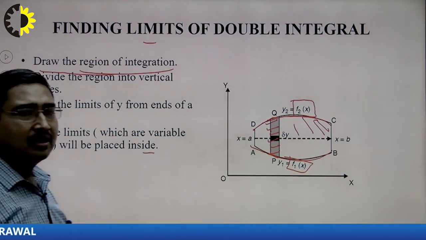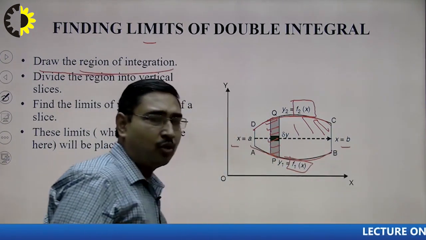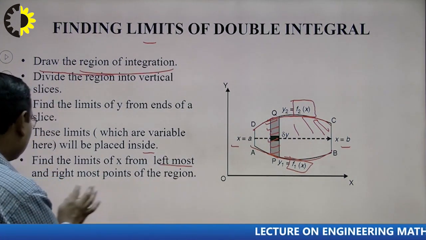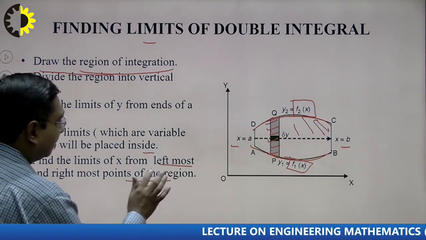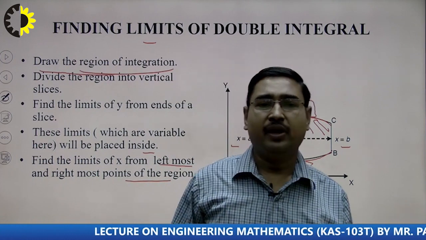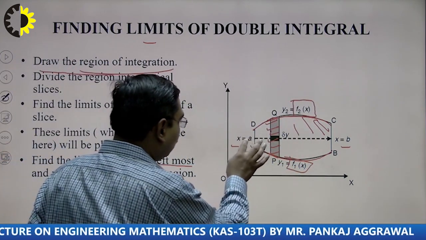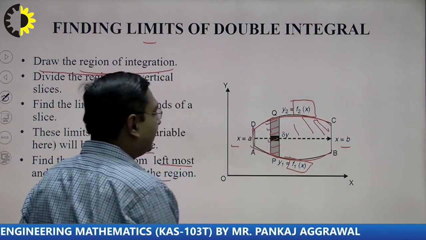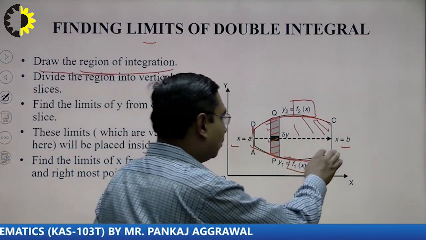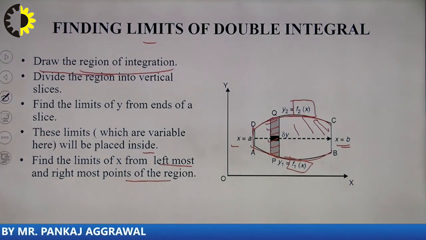Now, to find the limits of x, we shall find extreme points of the region. The leftmost point of the region will give the lower limit of x. The rightmost point of the region will give the upper limit of x. Thus, the value of x at the leftmost point will be the lower limit of x. The value of x at the rightmost point will be the upper limit of x.